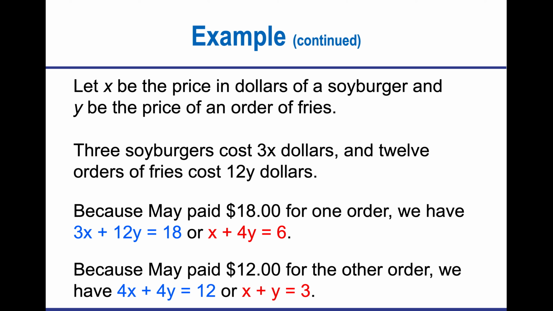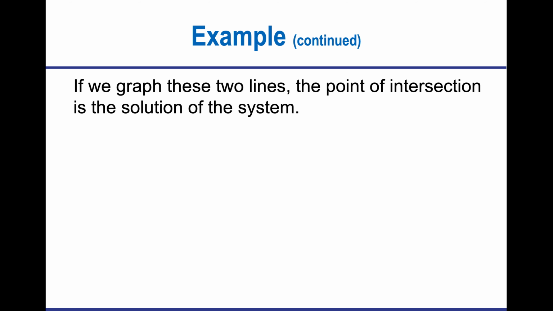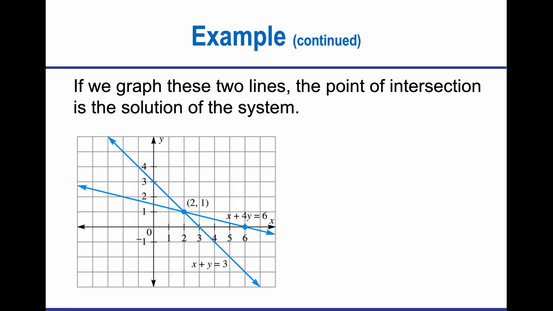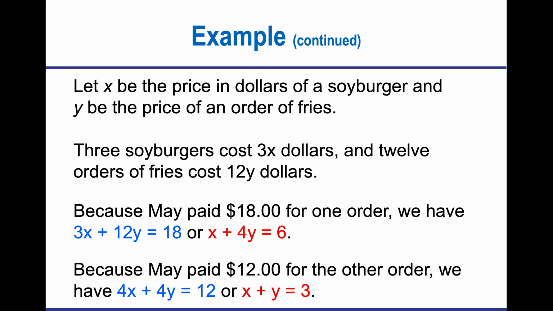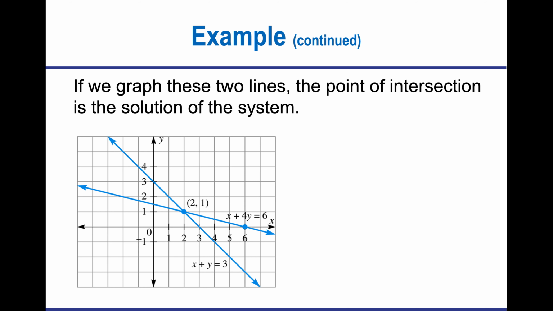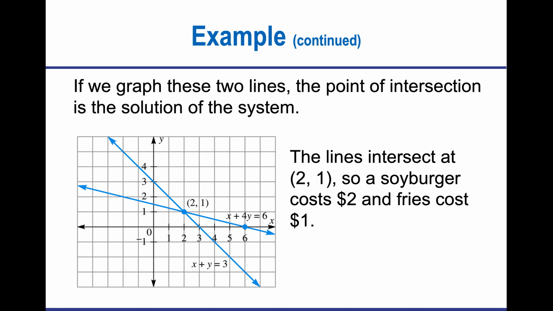If I know that Mary paid $12 for the other order, then I can fill in some of the information. If I graph the two lines right here at the bottom, the point of intersection is always the solution to a system. It's a really good idea to utilize GeoGebra.com or Desmos.com to familiarize yourself with using technology to do this, because the majority of the time we're going to show students with technology early on in the process until they can really grasp the idea of an intersection happening.